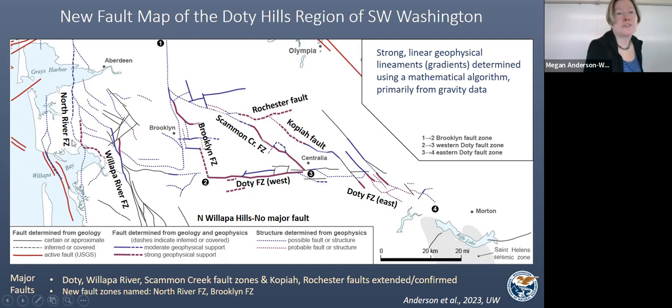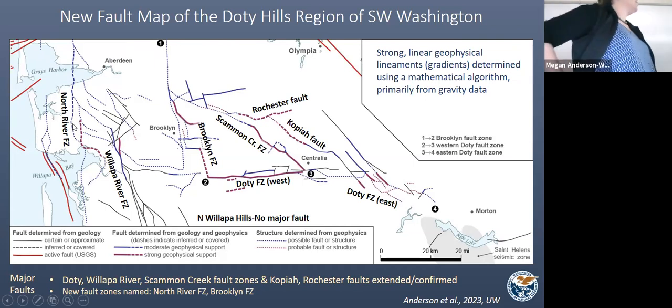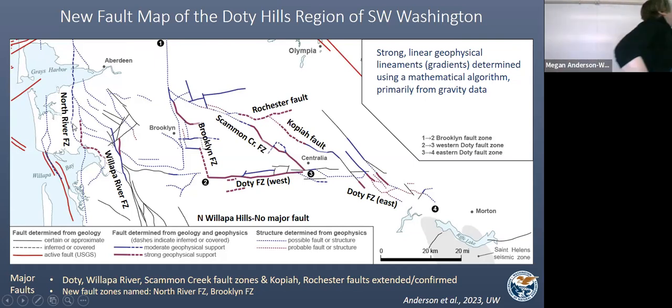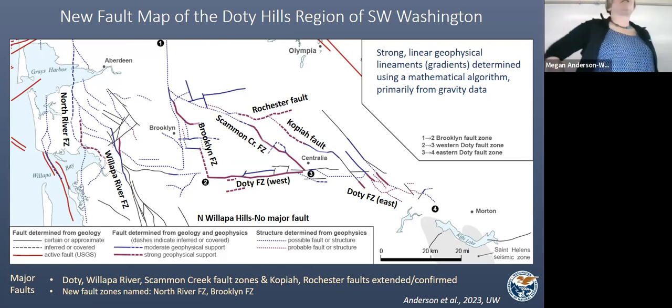The Willapa River fault zone comes and we extended it further to the north, and we think it connects over to a newly mapped fault zone called the North River fault zone. And in this area, we actually have a PhD student here, Kelsey Stanton, who works with Juliet, doing some work out there to understand that fault system a bit better.